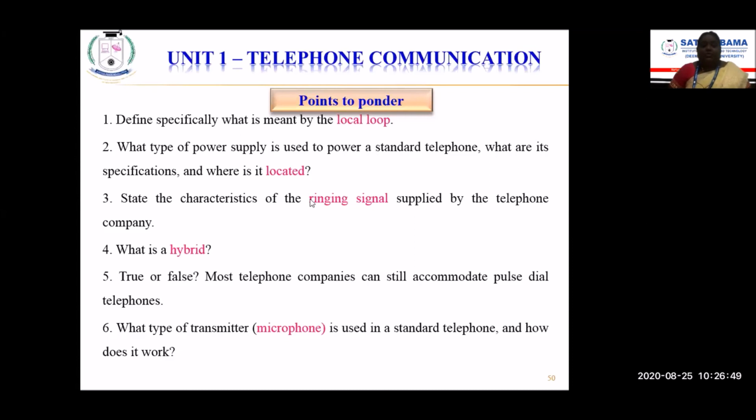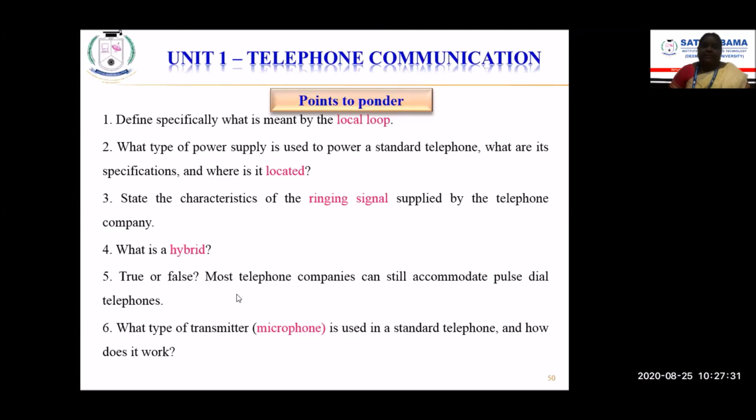So I want you to find the answers for these questions. Please note down the questions. You can take a snapshot of these questions and try to find answers. We'll discuss in the next class. What are the different power supplies used to provide power to the standard telephone, what are the specifications, and where is it located? And the third question is, what are the characteristics of the ringing signal supplied by the telephone company? And what is a hybrid? Hybrid, we all know that. It is the one which converts the 4-wire line to the 2-wire line.